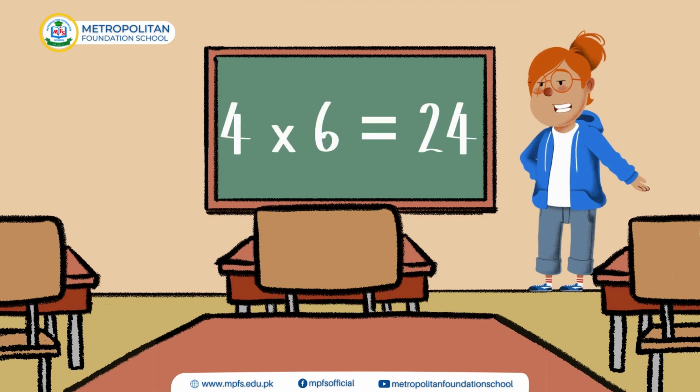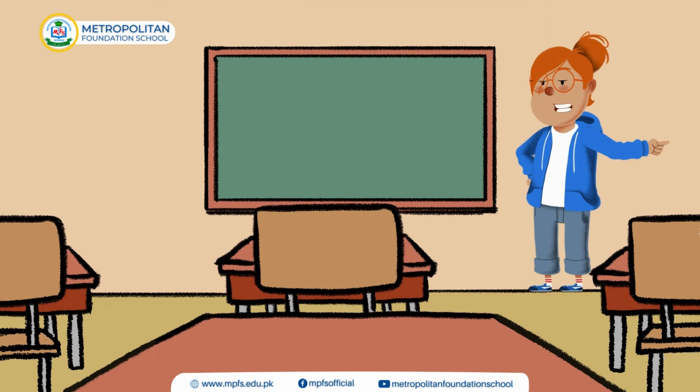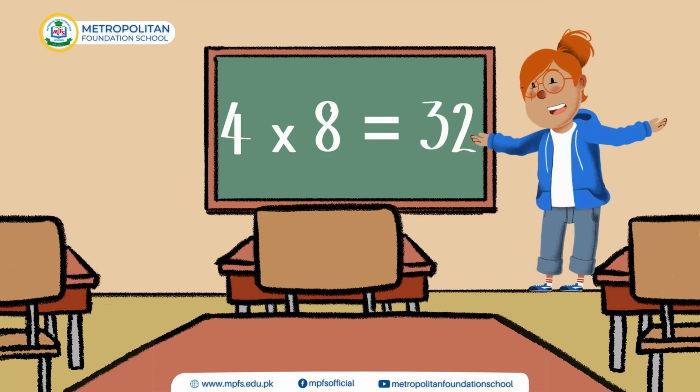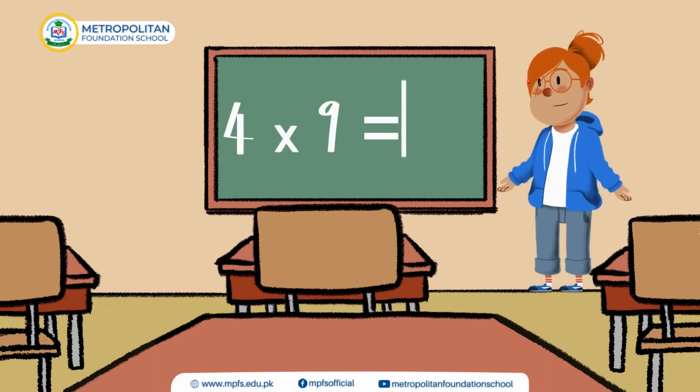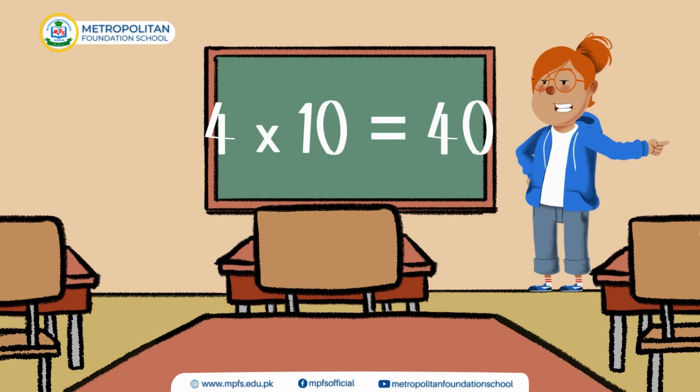Amazing. 4 times 6 equals 24. You're rocking this. 4 times 7 equals 28. Excellent. 4 times 8 equals 32. You're unstoppable. 4 times 9 equals 36. You're almost there. 4 times 10 equals 40.